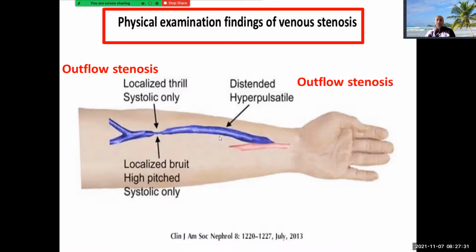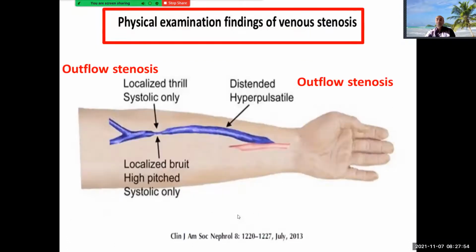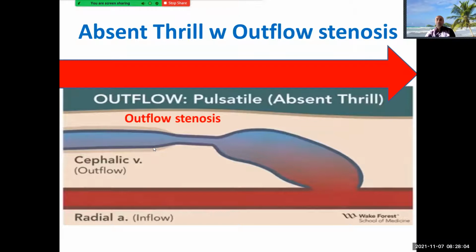The fistula is distended and pulsatile with absent thrill, except if we have accessory veins. With outflow venous stenosis, the fistula is forcibly pulsatile and firm distal to the stenosis, enlarges rapidly, and often takes on aneurysmal or near-aneurysmal proportions. Absence of thrill distal to the outflow stenosis, we'll see now. Thrill will be absent in this area, just a pulsatile fistula, and a high-pitched bruit by auscultation here. Absent thrill with outflow stenosis.